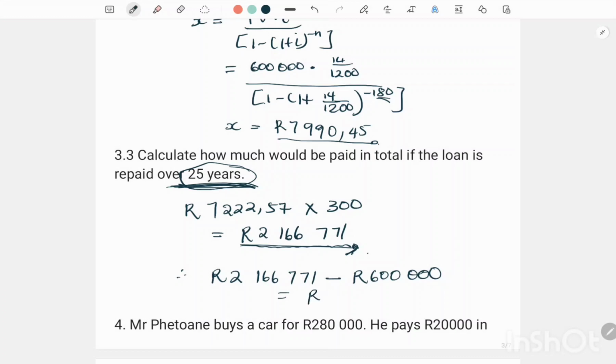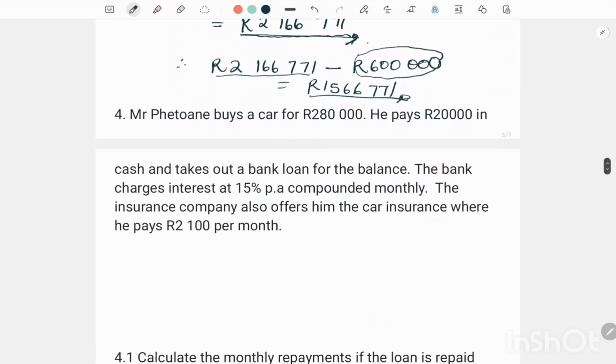Yo, this person paid 1,500... it doesn't make sense. I'm sorry guys for my reaction. The loan was just 600,000. The person ended up paying this amount, and look how much more they paid. Let's continue. It's okay. Then we have another one.